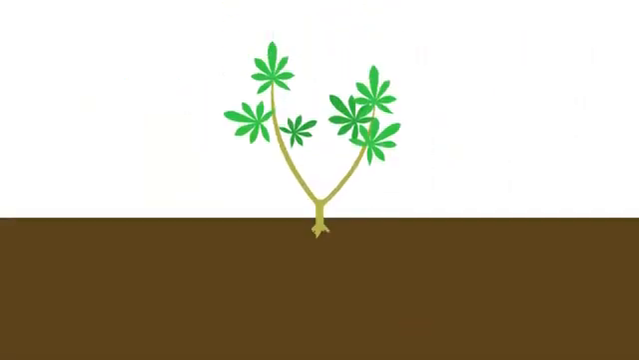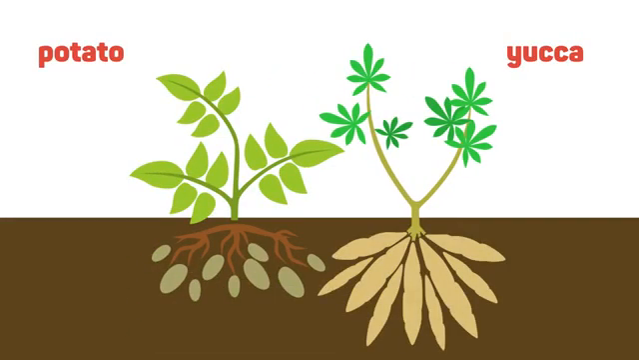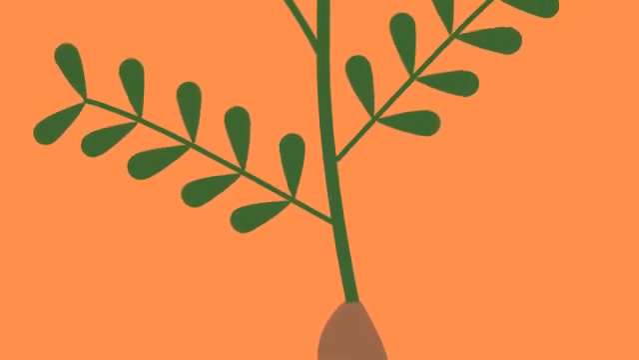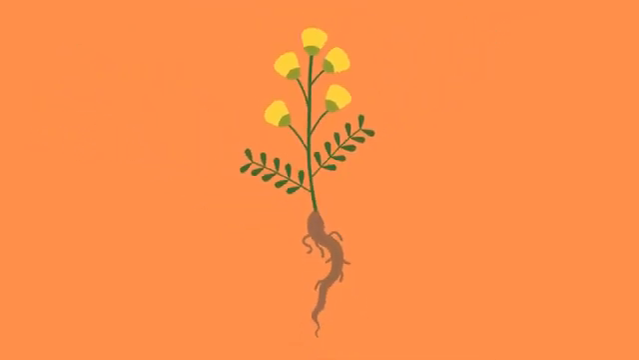Stems are mostly found above the ground, but some plants have underground stems. Potatoes and yuccas are actually part of a swollen underground stem. Let's learn about the leaves now. Pause the video and try to think why the leaves are important for a plant.